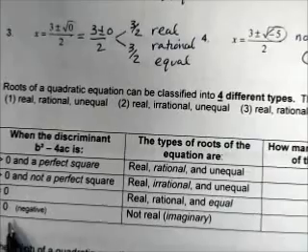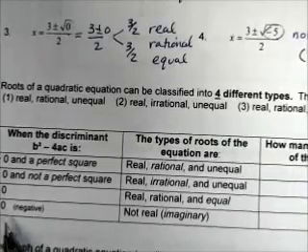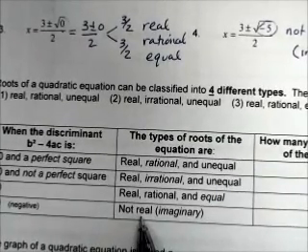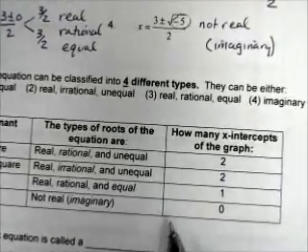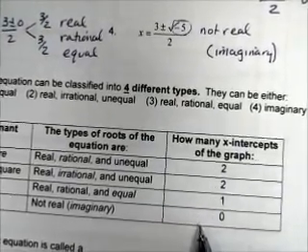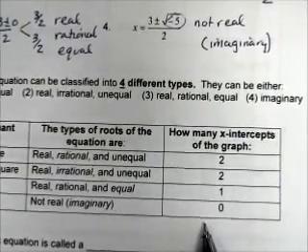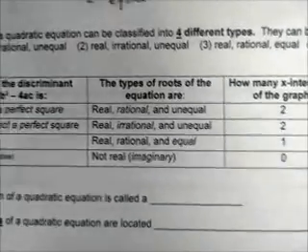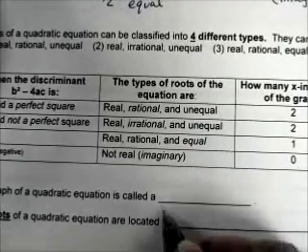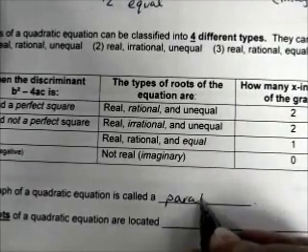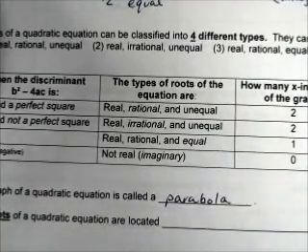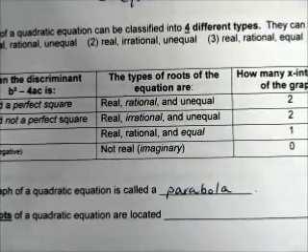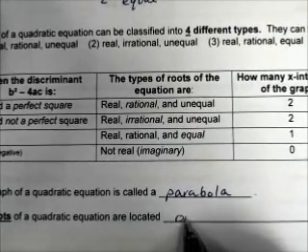And if the discriminant value is less than 0, meaning negative, then your roots are not real, they're imaginary. And the graph of your parabola would not even intersect the x-axis, so there would be no x-intercepts. Remember, the graph of a quadratic equation is called a parabola, and the roots of a quadratic equation are located on the x-axis.